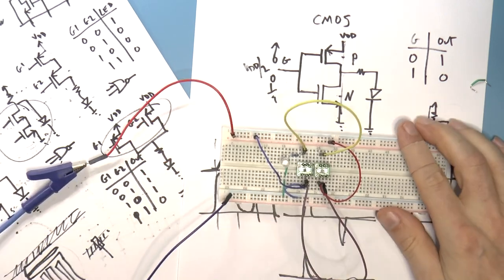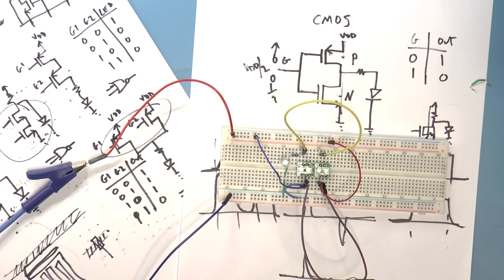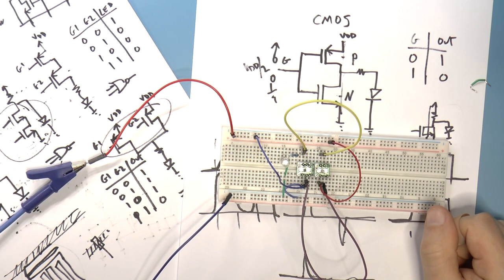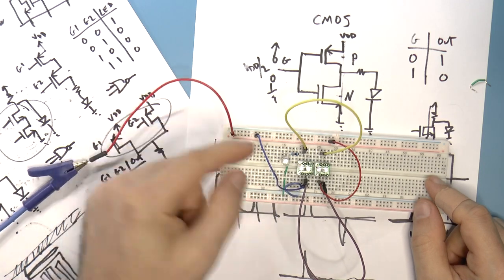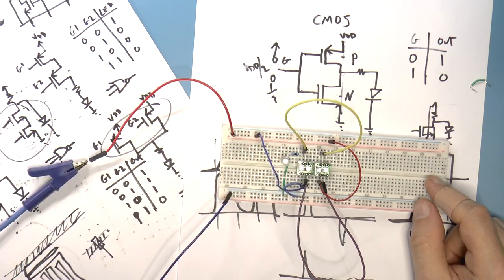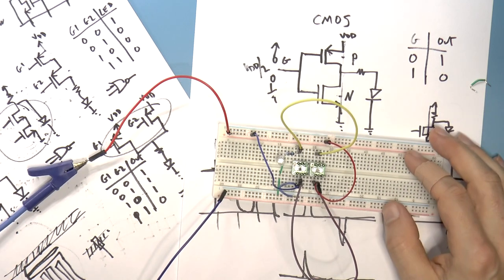So one experiment, I suppose, that I could do, which I don't really want to do, is connect the gate up to, I've got 5 volts over here, connect the gate up to 2.5 volts. But if I do that, then basically I will be blowing apart my MOSFETs.